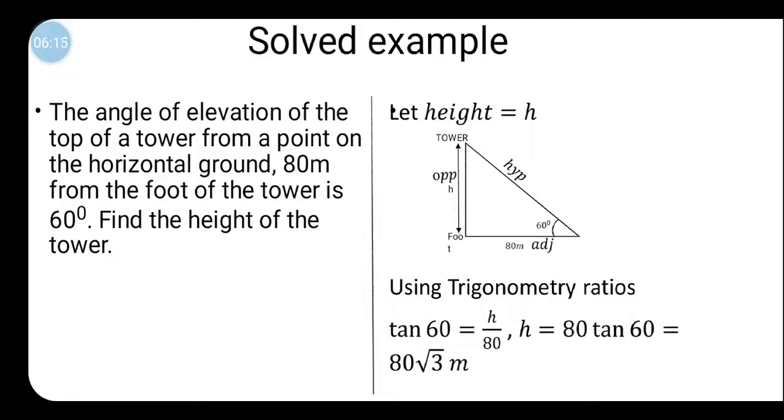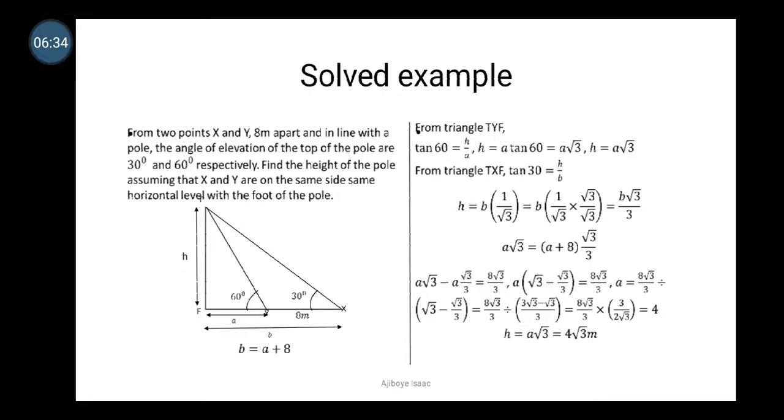That is, tan 60 is equal to the height over 80 meters. If you cross multiply, the height will be equal to 80 tan 60. Remember that tan 60 is root 3. Therefore, our height will be 80 root 3 meters. Solve the example.